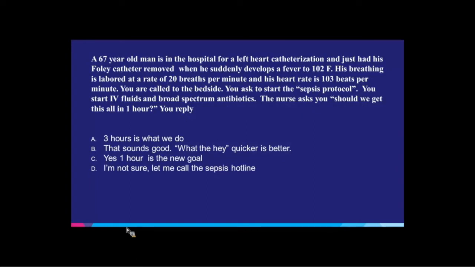So next gentleman is a 67-year-old man who's in the hospital for left heart cath and just had his Foley catheter removed when he suddenly develops 102-degree fever. His breathing's labored at a rate of 20 breaths per minute, and his heart rate's 103 beats per minute. You're called to the bedside. You're asked to start the sepsis protocol. You start IV fluids, broad-spectrum antibiotics. The nurse asks you, should we get all this in 1 hour? You reply, nah, 3 hours is what we do.